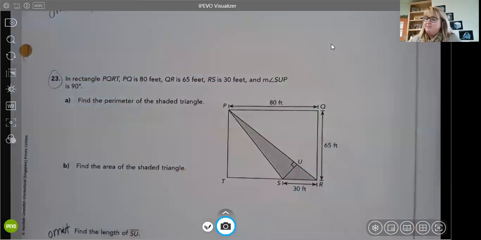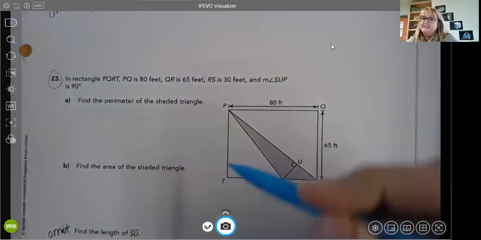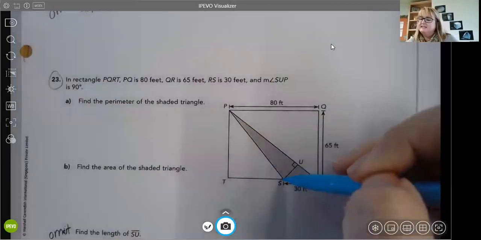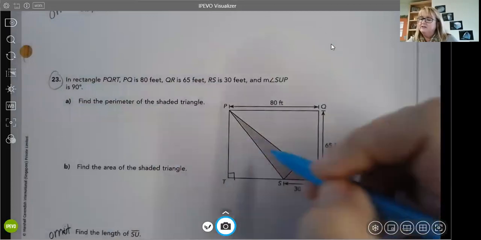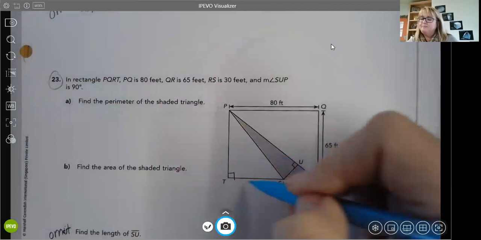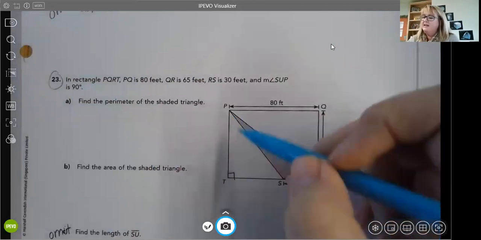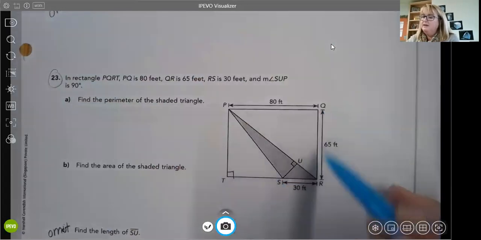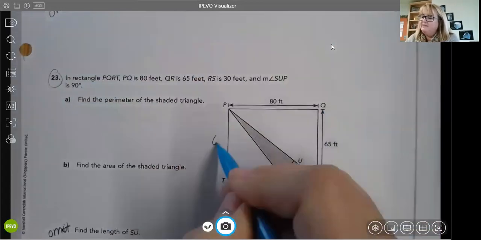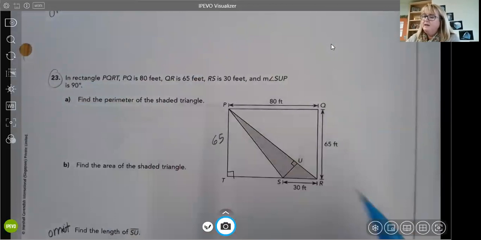All right, if I am looking for this length, I can see that because the whole thing is a rectangle, this is a right angle right here. So this is a right triangle. If it is a rectangle, PT and QR are the same length. So this would be 65 feet as well.